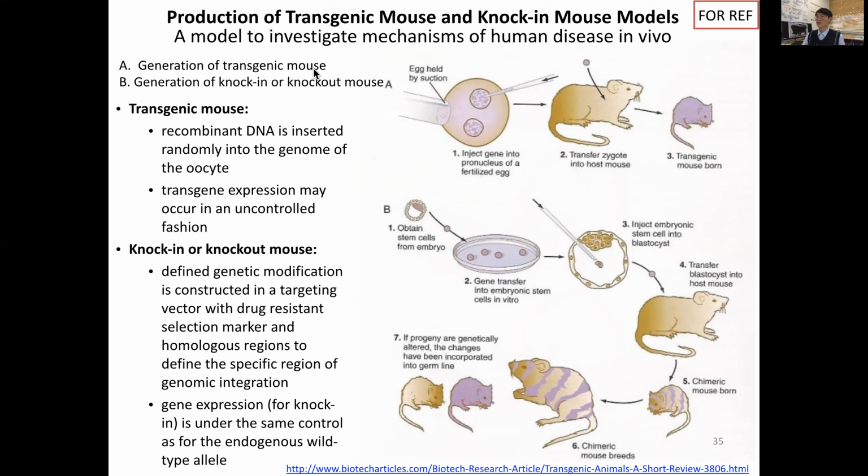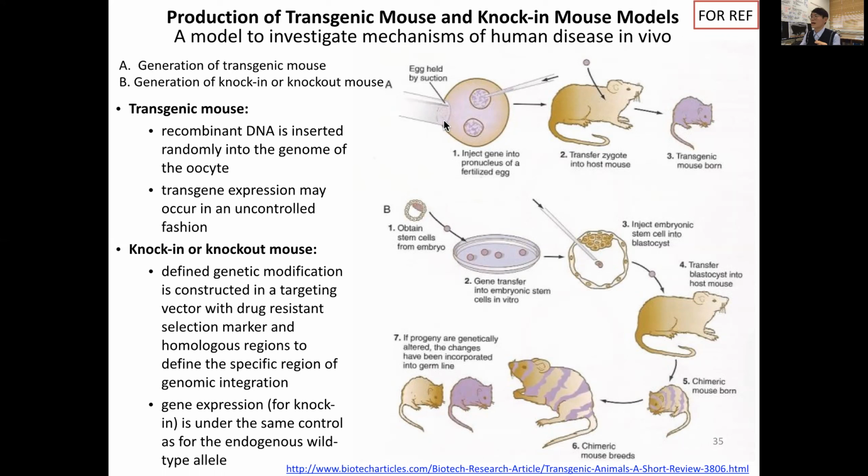So I want to explain two kinds of models using genetic modification. The first is the transgenic mouse, and the second is the knock-in or knock-out mouse. They are a little different. In a transgenic mouse, recombinant DNA is inserted randomly. So let me see here.